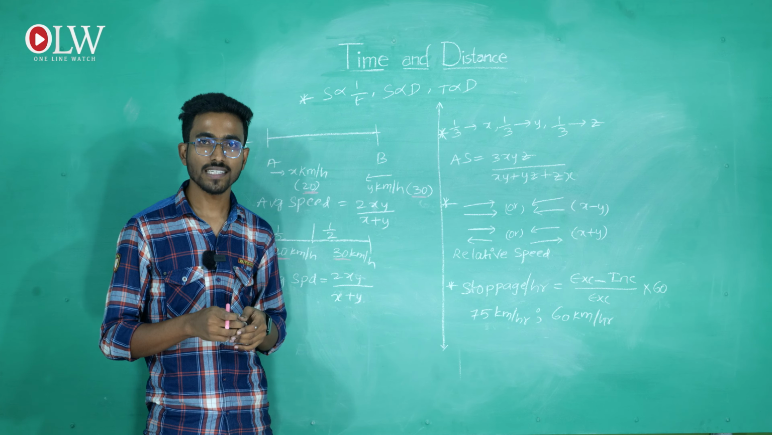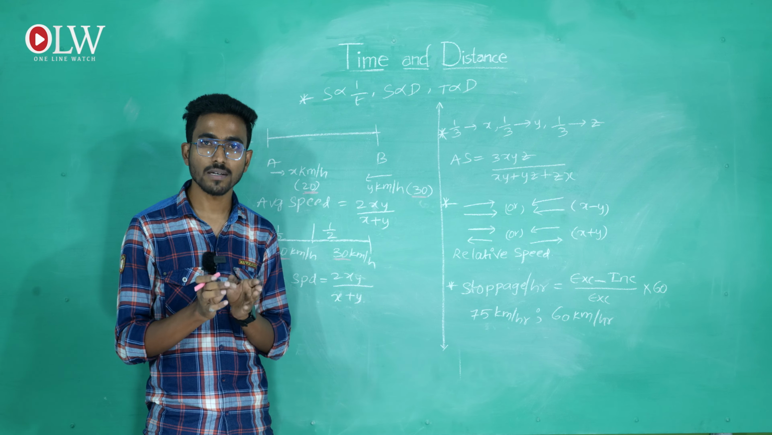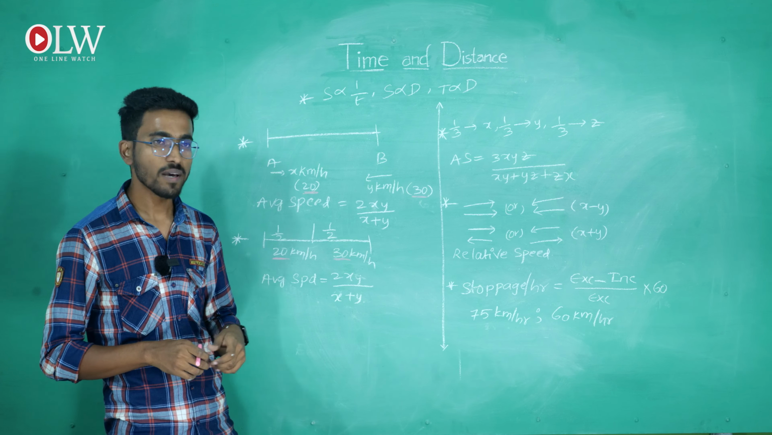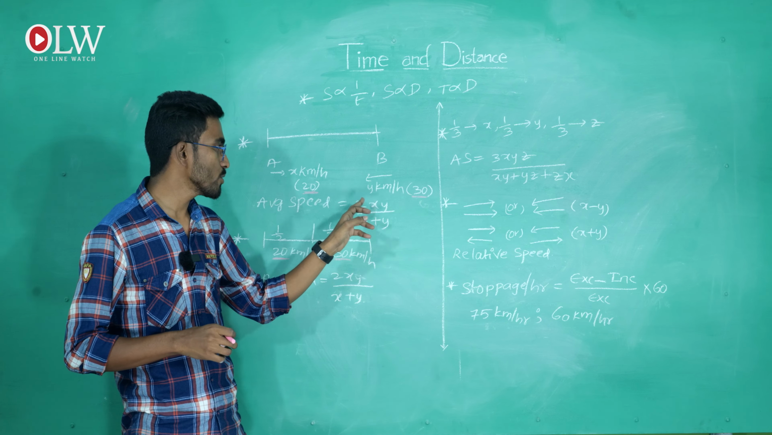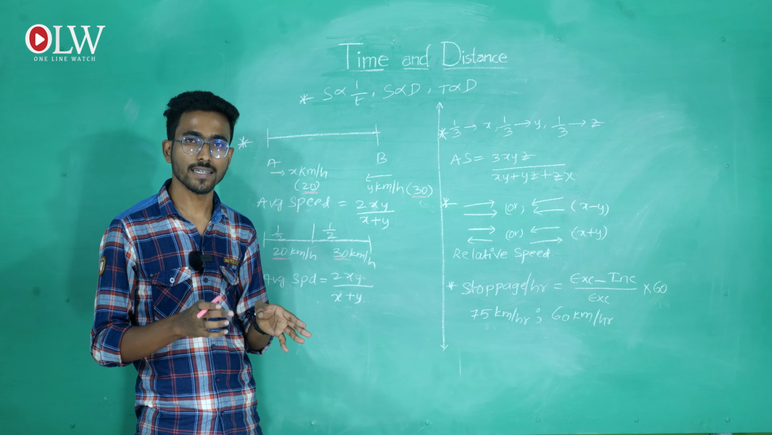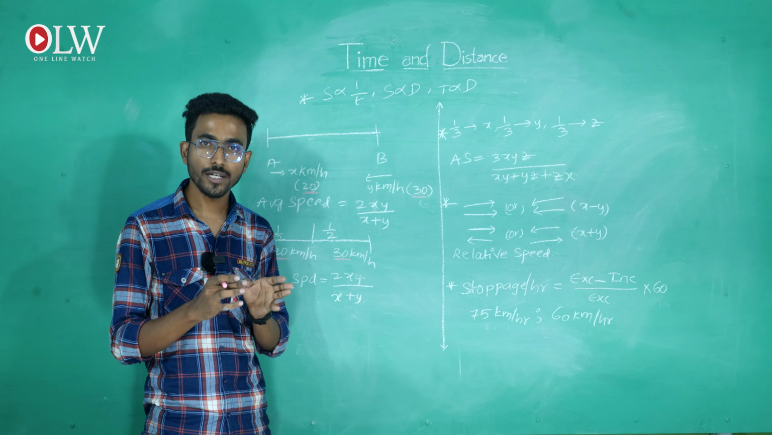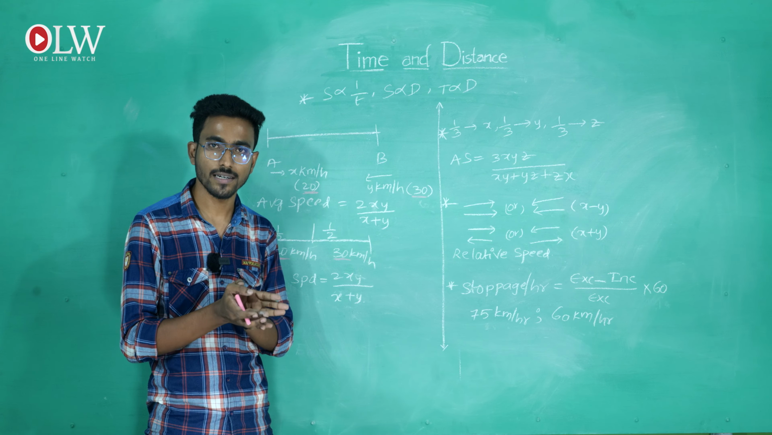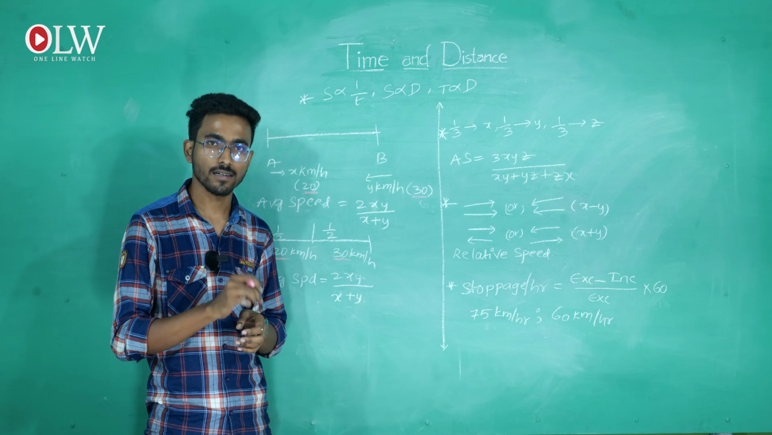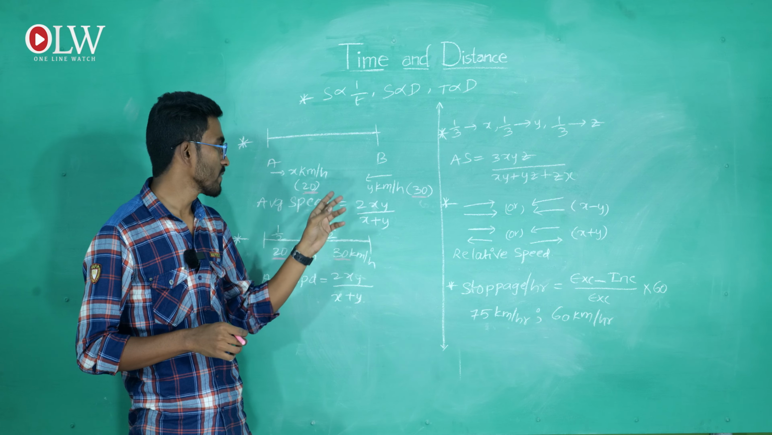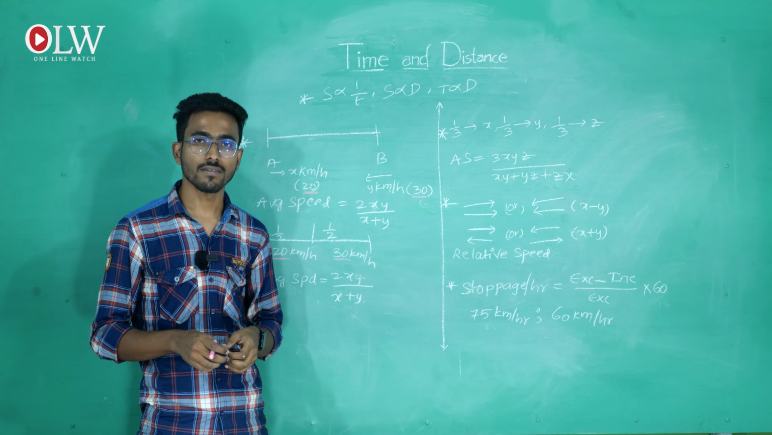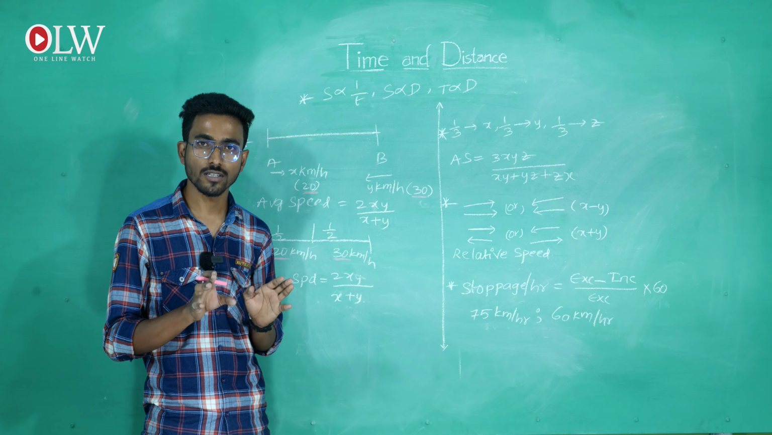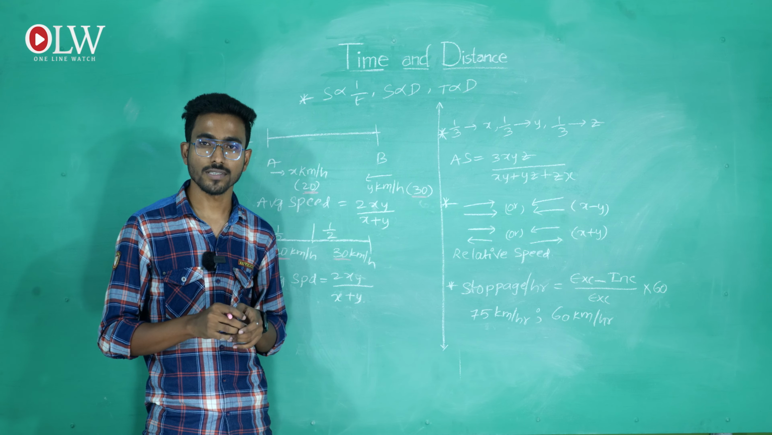We already know the average speed formula, 2xy by x plus y. Here x means 20, y means 30. So 2 into 20 into 30 by 20 plus 30. 20 into 30 how much? 600. 2 into 600, 1200. Okay, numerator clear. Next the denominator, x plus y, 20 plus 30, 50. So 1200 by 50, how much? 0, 0 cancel. 5, 24 sir.